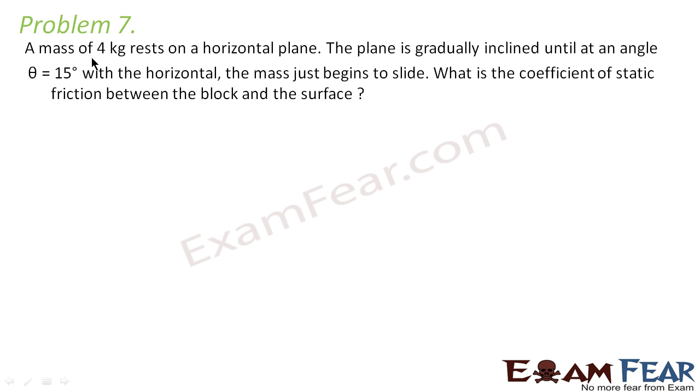This problem says a mass of 4 kg rests on a horizontal plane. The plane is gradually inclined until at an angle theta equal to 15 degrees with the horizontal. So let us imagine the scenario practically. Let us suppose this was a horizontal plane on which the 4 kg mass was resting. Now we started inclining this plane. That means gradually we made this plane somewhat like this. We kept inclining it, and finally we made it inclined to an angle of 15 degrees with the horizontal.